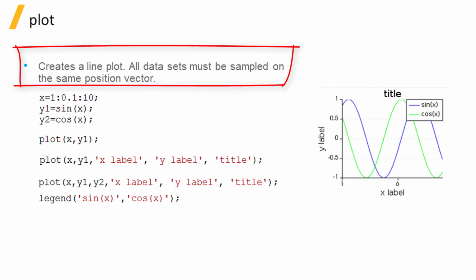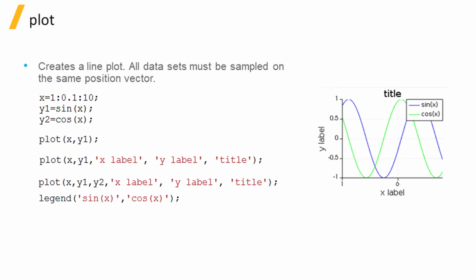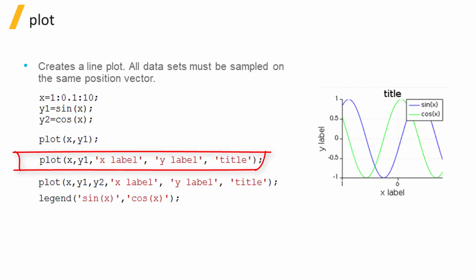The plot command creates a line plot. All datasets in the arguments should be sampled on the same position vector. In this example, we have a linearly spaced vector array x, and y1 and y2 are sine and cosine of x respectively. To plot y1 as a function of x, you can use plot with arguments x and y1. You can add the label for axis and the title.